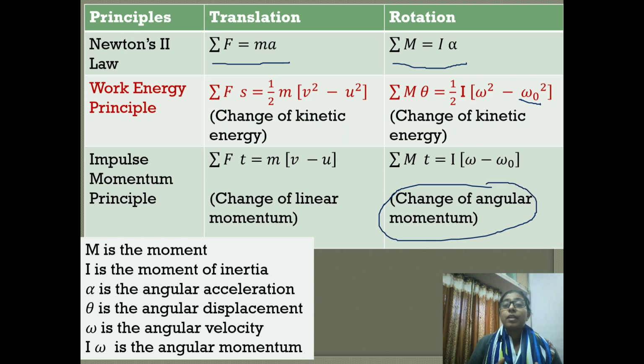So the work energy principle is nothing but the change of kinetic energy, and the impulse momentum principle is the change of momentum. M is the moment, I is the moment of inertia, alpha is the angular acceleration, theta is the angular displacement, omega is the angular velocity, and I omega is the angular momentum. That's all. So with this our fourth module is completed.